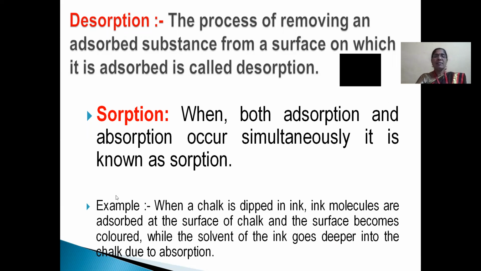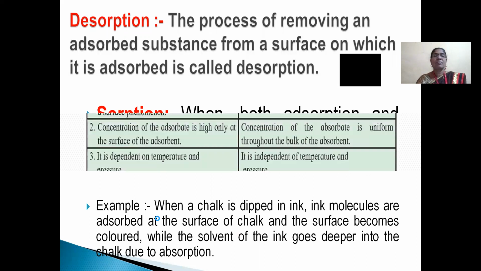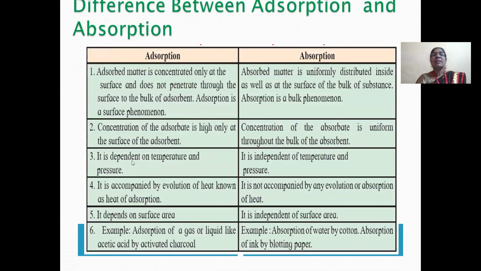For example, when chalk is dipped in ink, ink molecules are adsorbed at the surface of the chalk, and the surface becomes colored, while the solvent of the ink goes deeper into the chalk due to absorption. Next point, we can discuss the difference between adsorption and absorption.